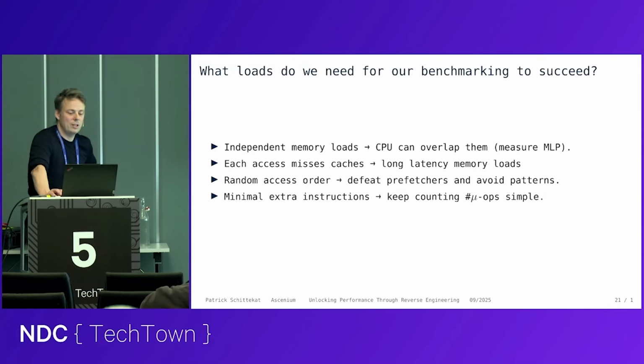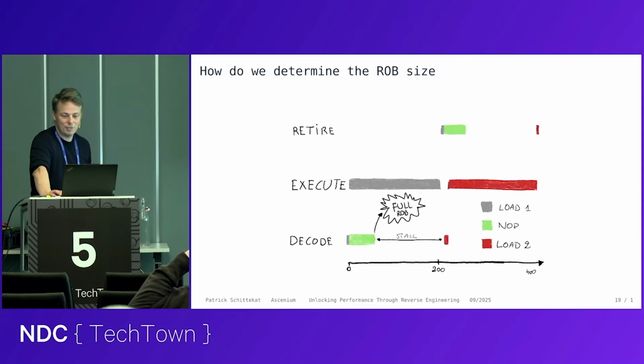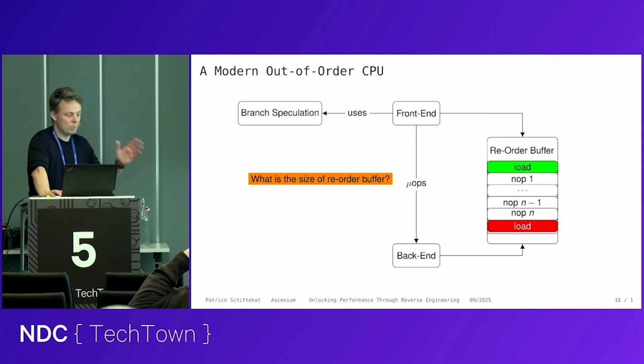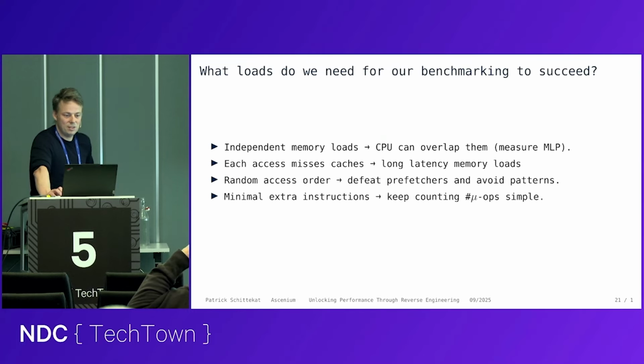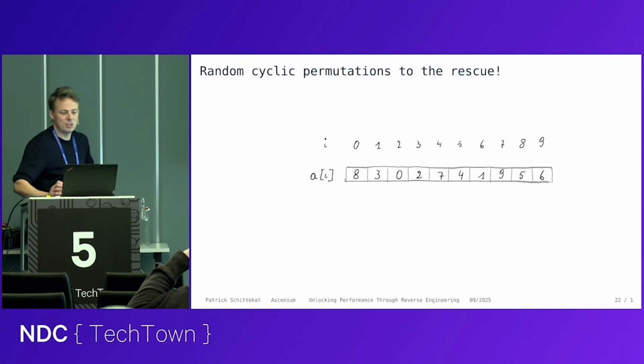And we want minimal extra instructions, so it keeps counting all our micro-ops easy. We like to have as plain as possible: load, nops, load. And what can help us with that is random cyclic permutations to the rescue.